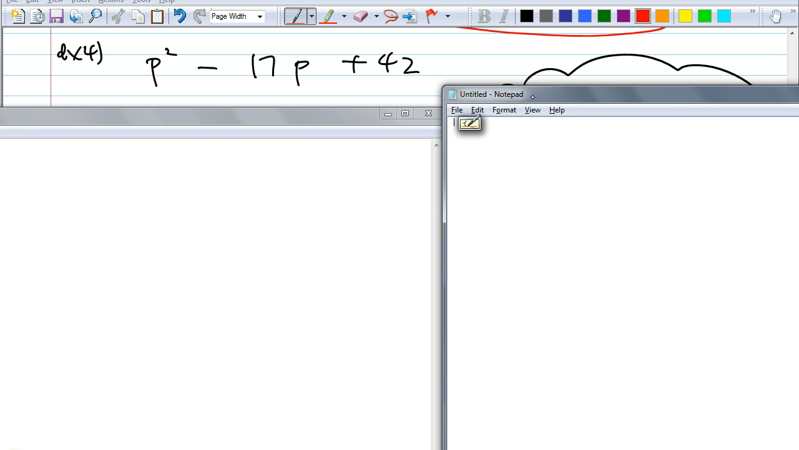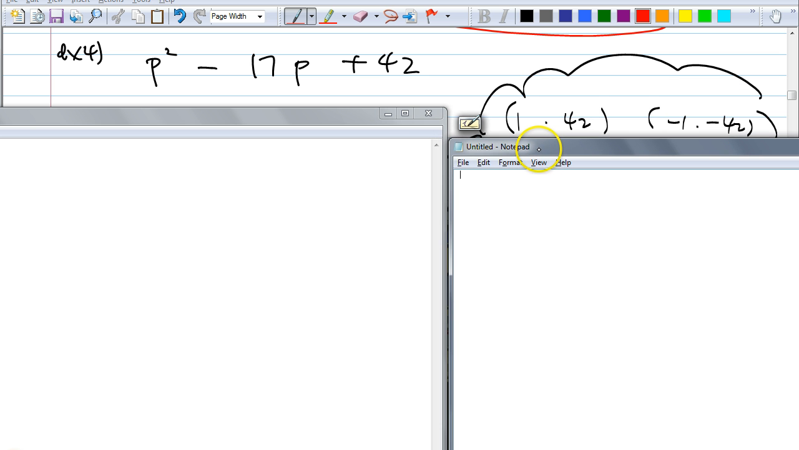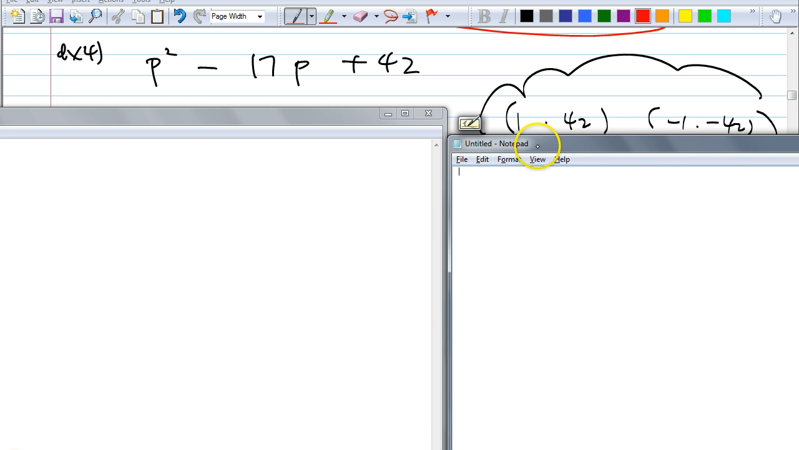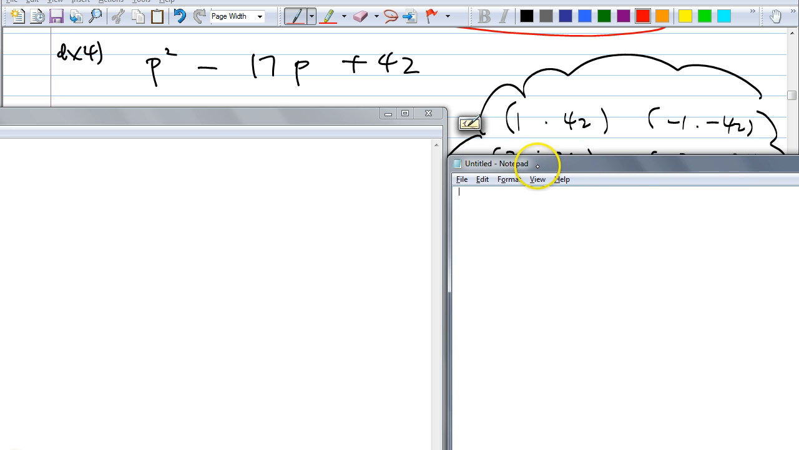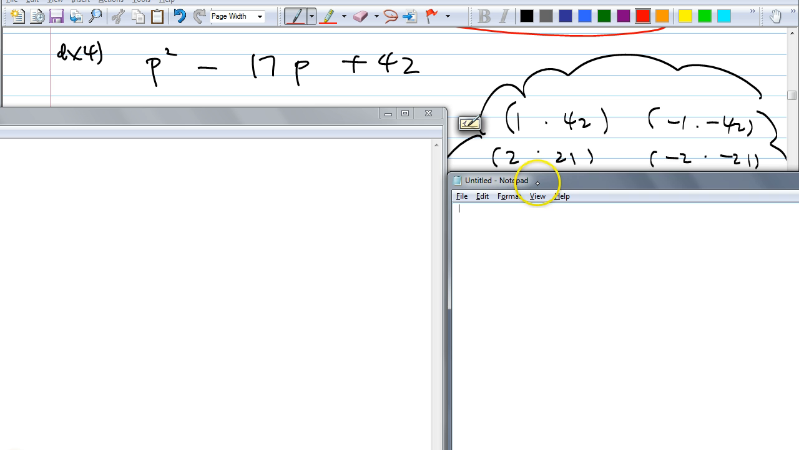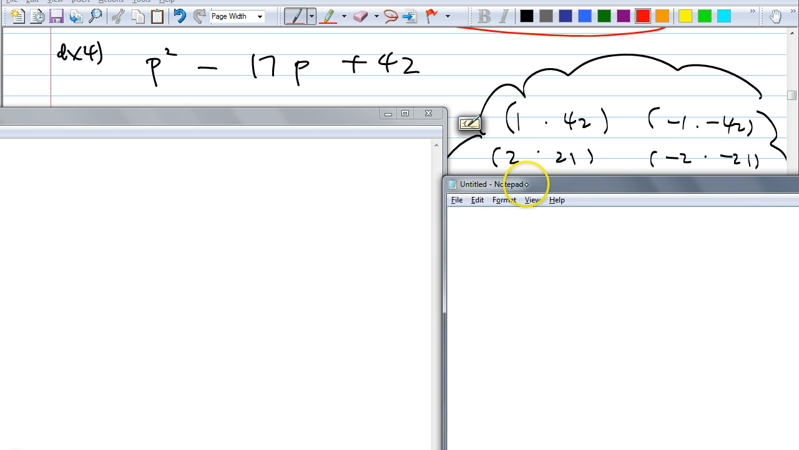If you could do 1 and 42, you could also do negative 1 and negative 42. And then you could have 2 and 21, and negative 2 and negative 21. And then does 3 go into 42? Yes. What's 4 plus 2? 6. And 3 goes into 6. 3 and what, class? 14. Which, if that's true, then negative 3 and negative 14.